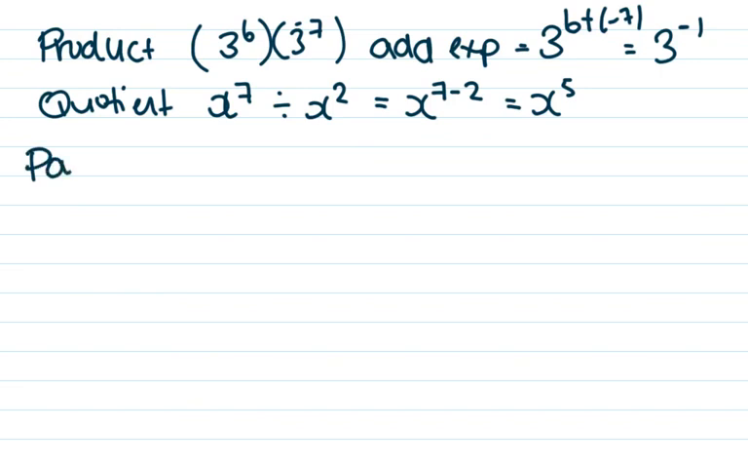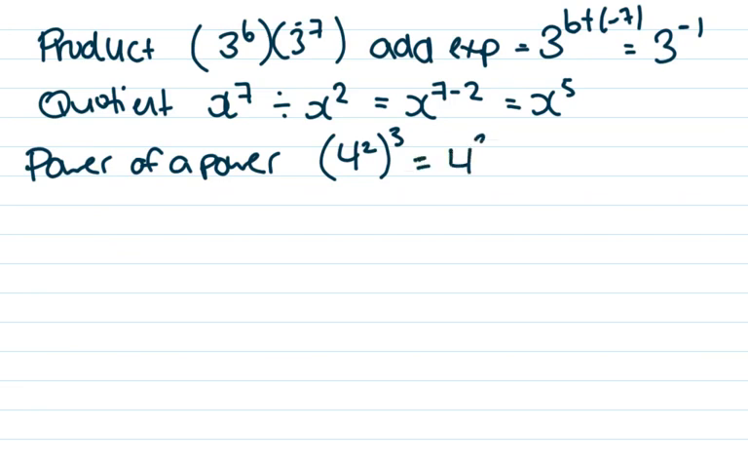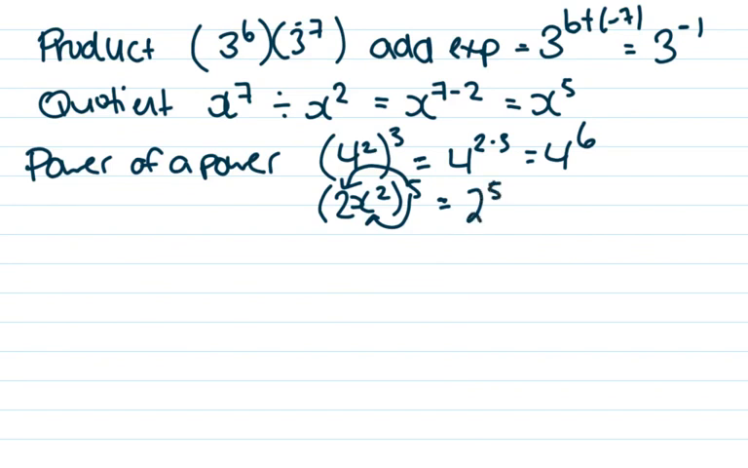The power of a power law says that when I have a number with a power and it's all to another power, I multiply the two powers. So it would be 4 to the power of 2 times 3, which is 4 to the power of 6. Another example of this would be 2x squared, all to the power of 5. And in this case, it's important to note that the 5 goes to the 2 and the x squared. So now I have 2 to the power of 5 times x squared to the power of 5. So that's 2 times 5 is 10.